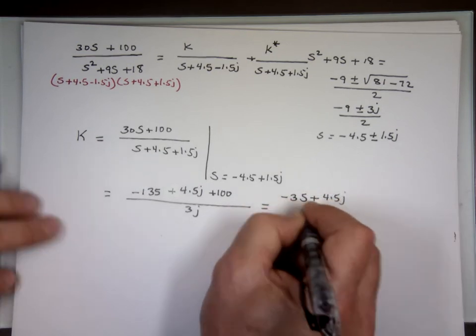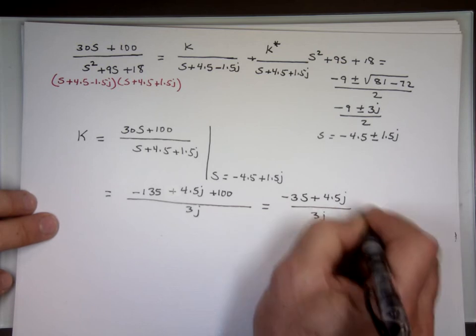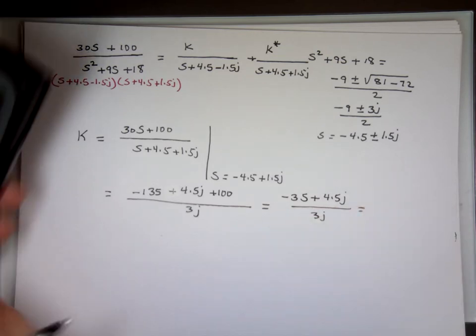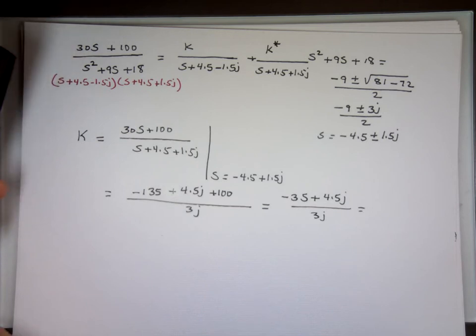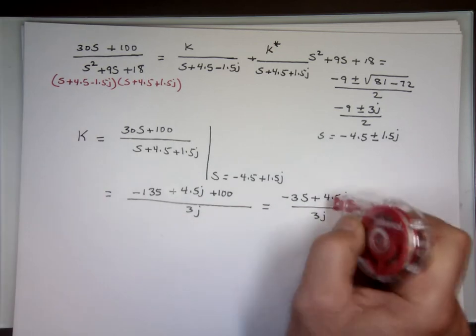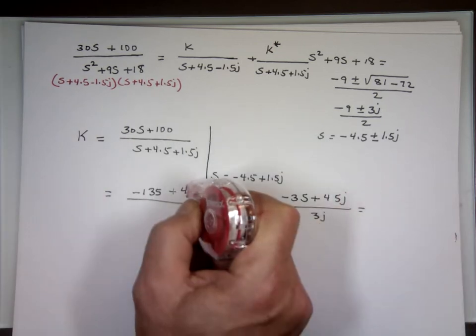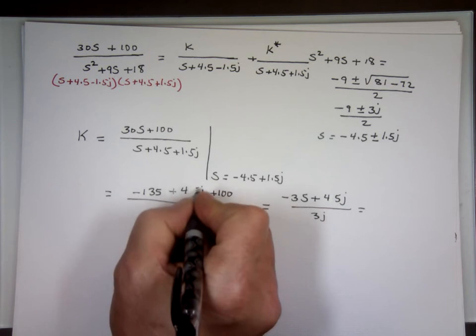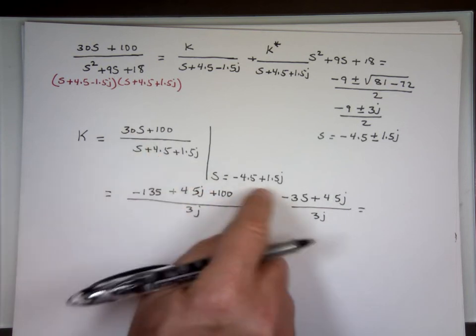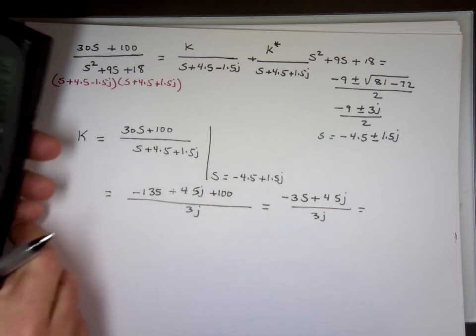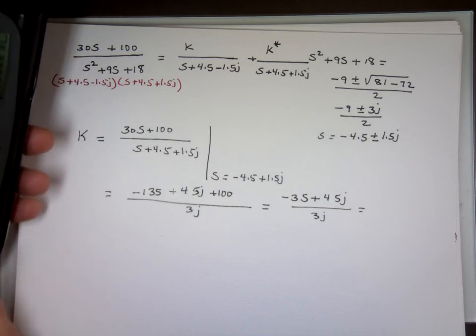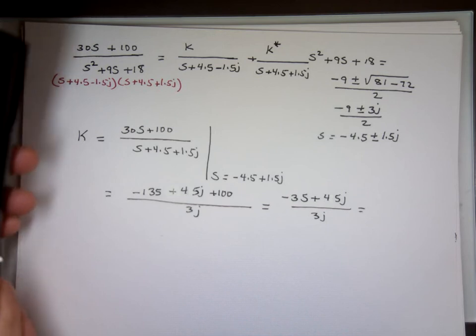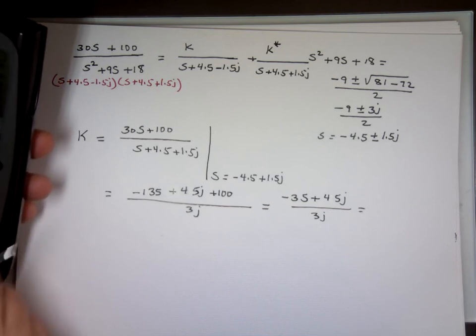Let's see what that number is. 35 here. 45 here. Is it 45? Yes, not 4.5, 45. Thank you. 30 times 1.5 is 45. So negative 35 plus 45j divided by 3j.